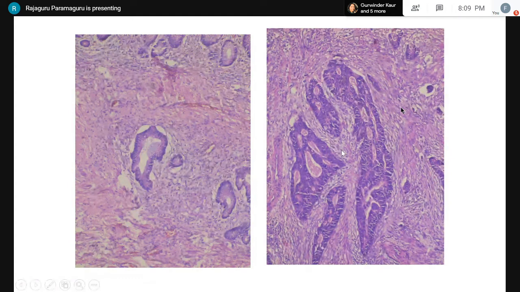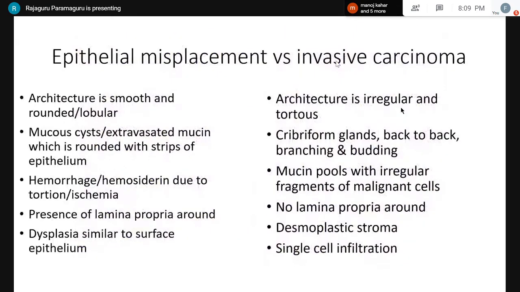In this case, this is actually an invasive adenocarcinoma, where you see architecturally abnormal and cytologically abnormal cells which are invading the bowel submucosally, associated with a lot of desmoplasia. So the differentiating feature is that the architecture is going to be smooth, rounded and lobular in case of an epithelial misplacement, whereas in an invasive carcinoma, it is going to be irregular and tortuous.